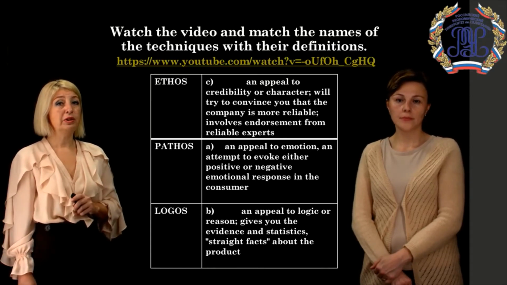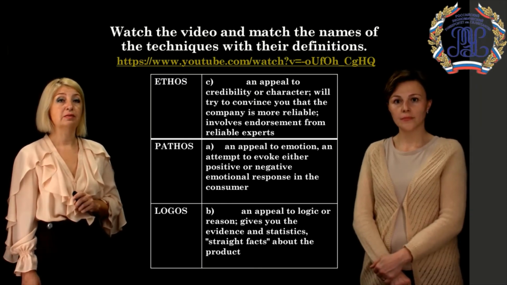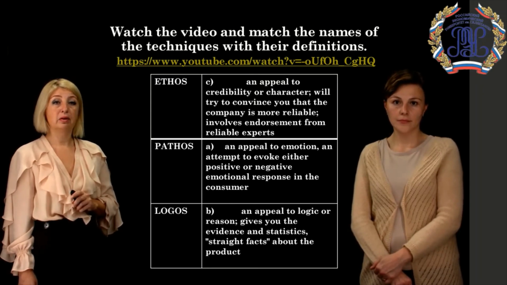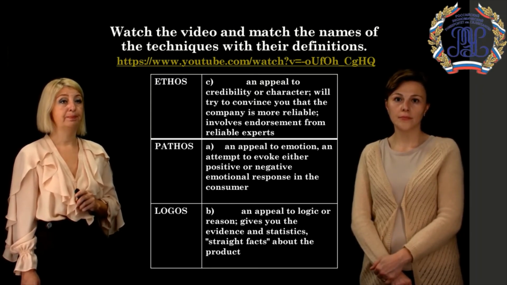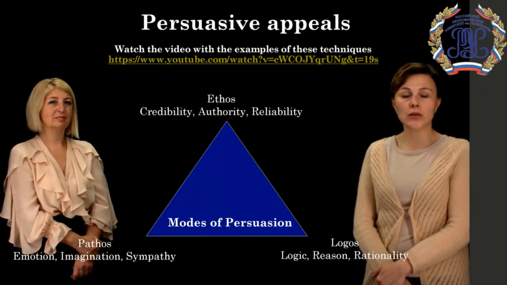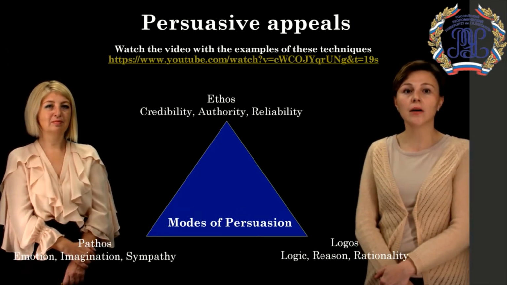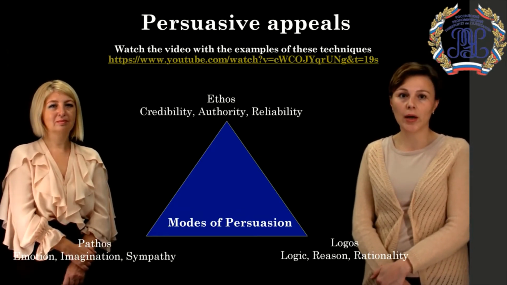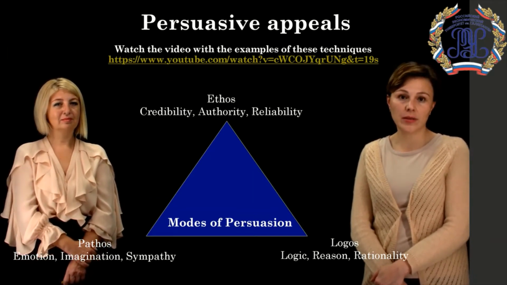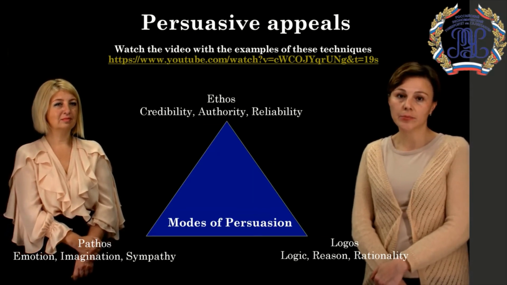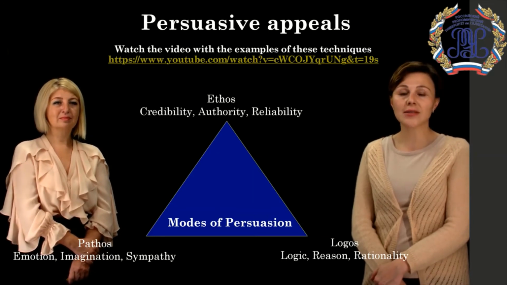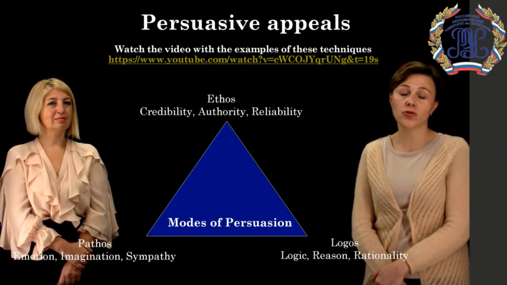So, the right order is the following. Ethos is for C, pathos is for A, and logos is for B. Thus, persuasive techniques used by specialists in advertising make up modes of persuasion, where ethos stands for credibility, authority, and reliability. Pathos implies emotion, imagination, and sympathy, and logos signals logic, reason, and rationality.